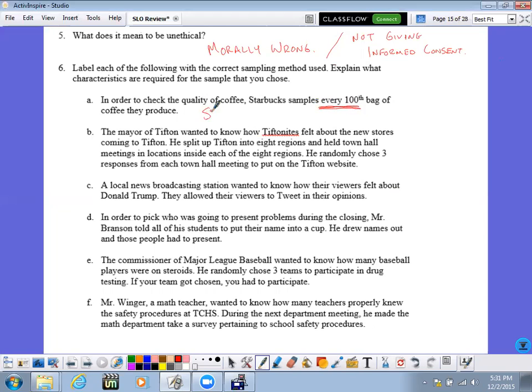That right there is a system. So therefore, this is a systematic random sample.